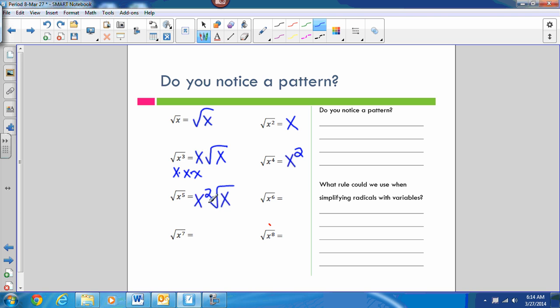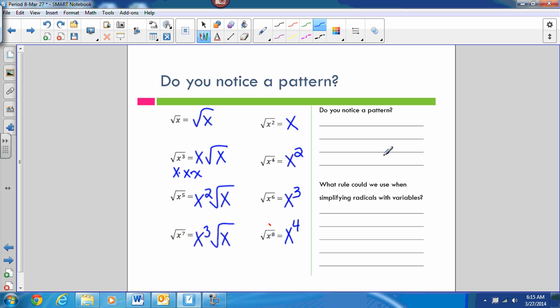There's my x squared, right? Two pairs of x's with an x left over. Here would be x to the third. Here, I would have three pairs of x's I could kick out, so that would give me x to the third square root of x. Here, x to the eighth would simplify to x to the fourth. Hopefully you see a pattern. I want you to go ahead and write something down here.